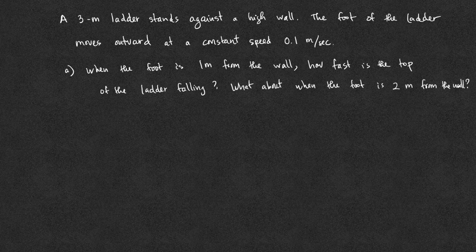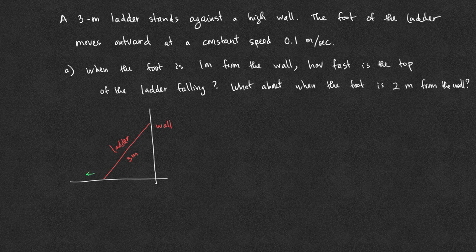Now, this is a related rates problem with some sort of geometric shape, so we should draw a diagram. First, we were told that a ladder stands against the wall. So this is the wall, this is the ladder, and this ladder is 3 meters long. Notice that the 3 meters is fixed, regardless of where the ladder is sliding toward.